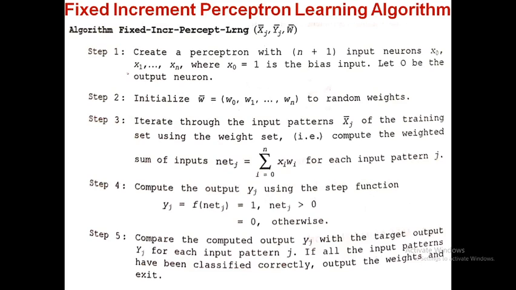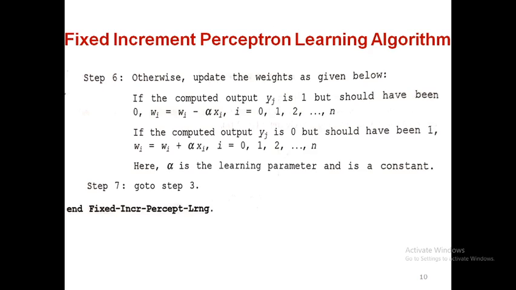If all the input patterns have been classified correctly, the output weights and threshold need not change, and the computation can exit. It means your y is equal to capital O, so there is no need to change the weights. Otherwise, we need to update the weights as well as the threshold in the next step.